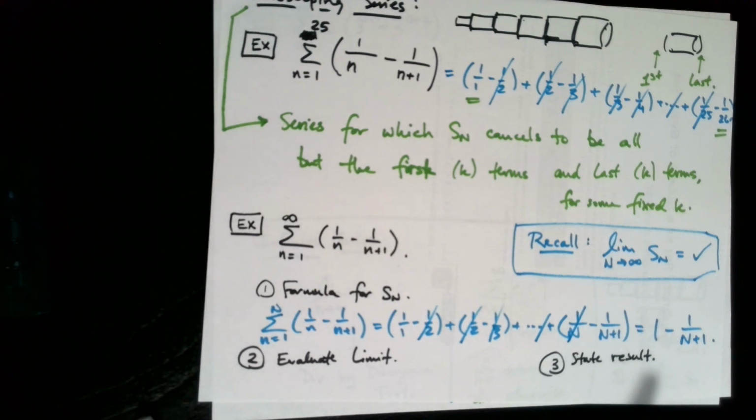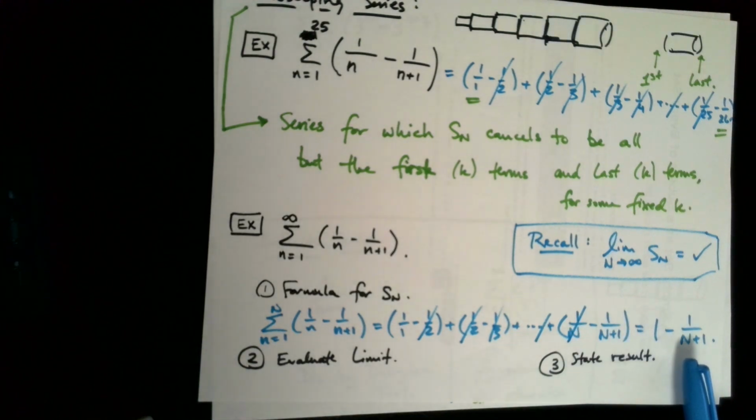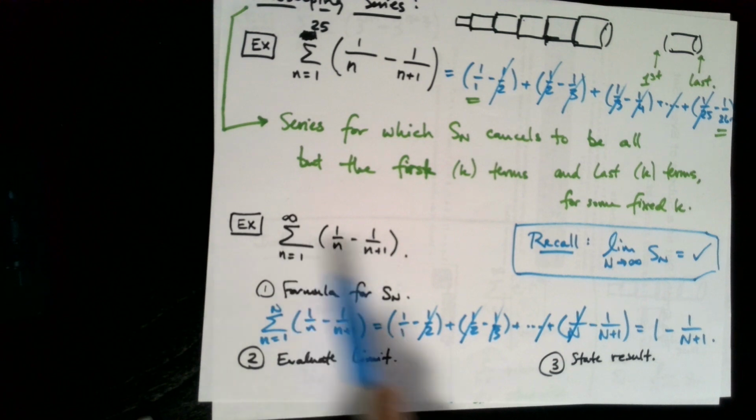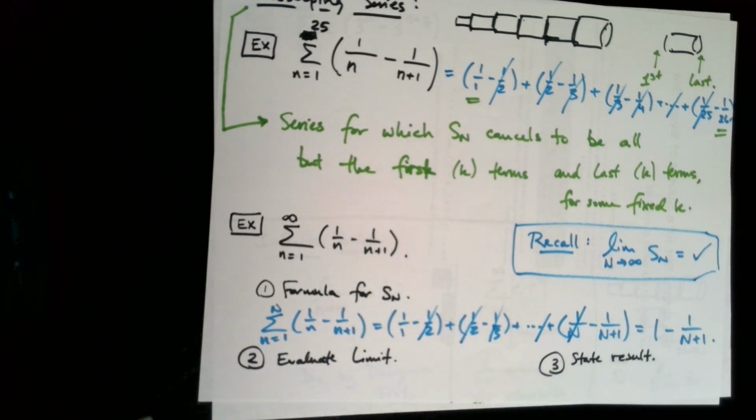That's it. That's what the sum of the first capital N numbers is. So if you added up the first 100 numbers, you'd get 1 minus 1 over 101. Add up the first 1,000 numbers, 1 minus 1 over 1,001. Now, we don't want to know what the first 1,000 numbers add up to. We want to know what the first infinitely many numbers add up to. We're looking for the sum of this infinite series. How do we do that? We take the limit of the sum of the first capital N numbers.